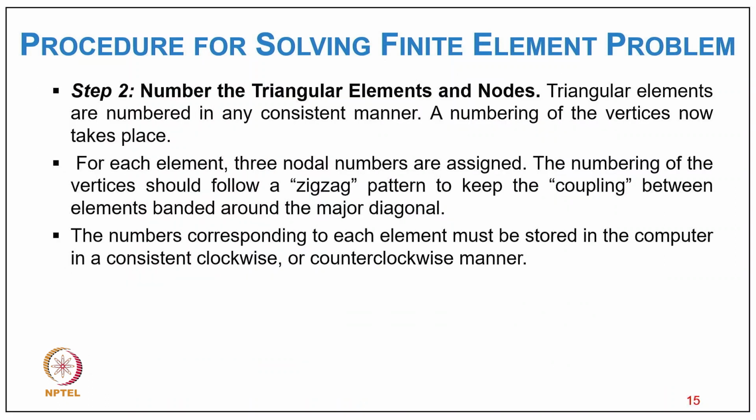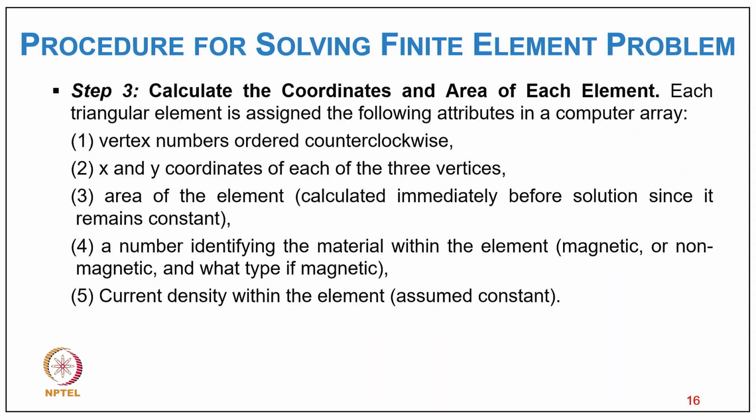Now, coming to step 2, the numbering of triangular elements and nodes. The triangular elements are numbered in a consistent manner, so a numbering of vertices takes place, and for each element 3 nodal numbers are assigned. The numbering of the vertices will follow a zigzag pattern to keep the coupling between the elements banded around the major diagonal, and the numbers corresponding to each element must be stored in the computer in a consistent clockwise or counterclockwise manner. Now, coming to step 3, calculate the coordinates and area of each element.